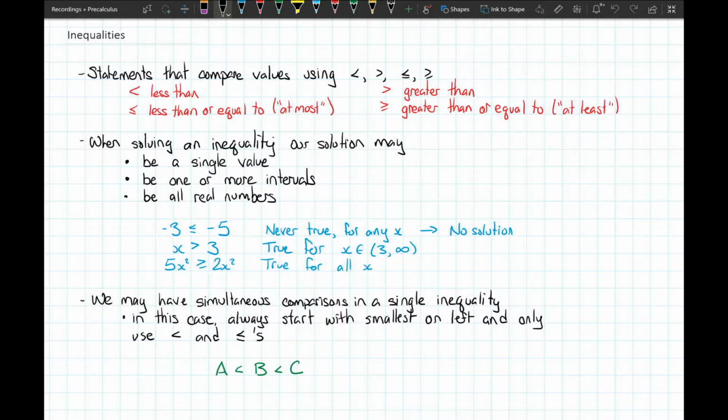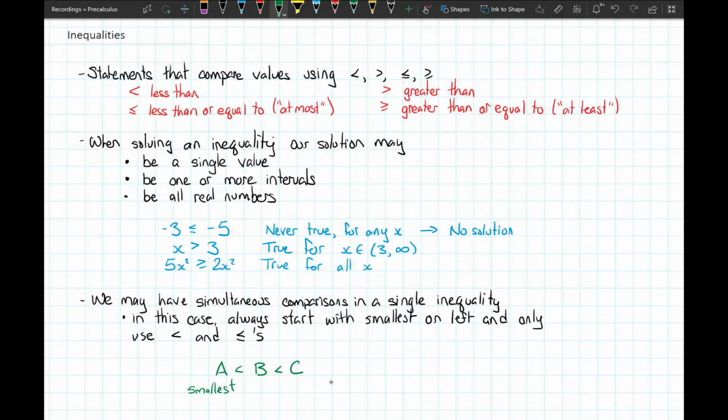The other thing that's a little confusing about inequalities is that we sometimes write them in a confusing way when we want to compare multiple things. We can always compare multiple quantities if there's a logical ordering to them. If that's the case, start with the smallest quantity on the left, and then we're only going to be using less thans and less than or equal tos. Here I've got an example, A less than B less than C. If I've got this going from smallest to largest, then every comparison here makes sense.